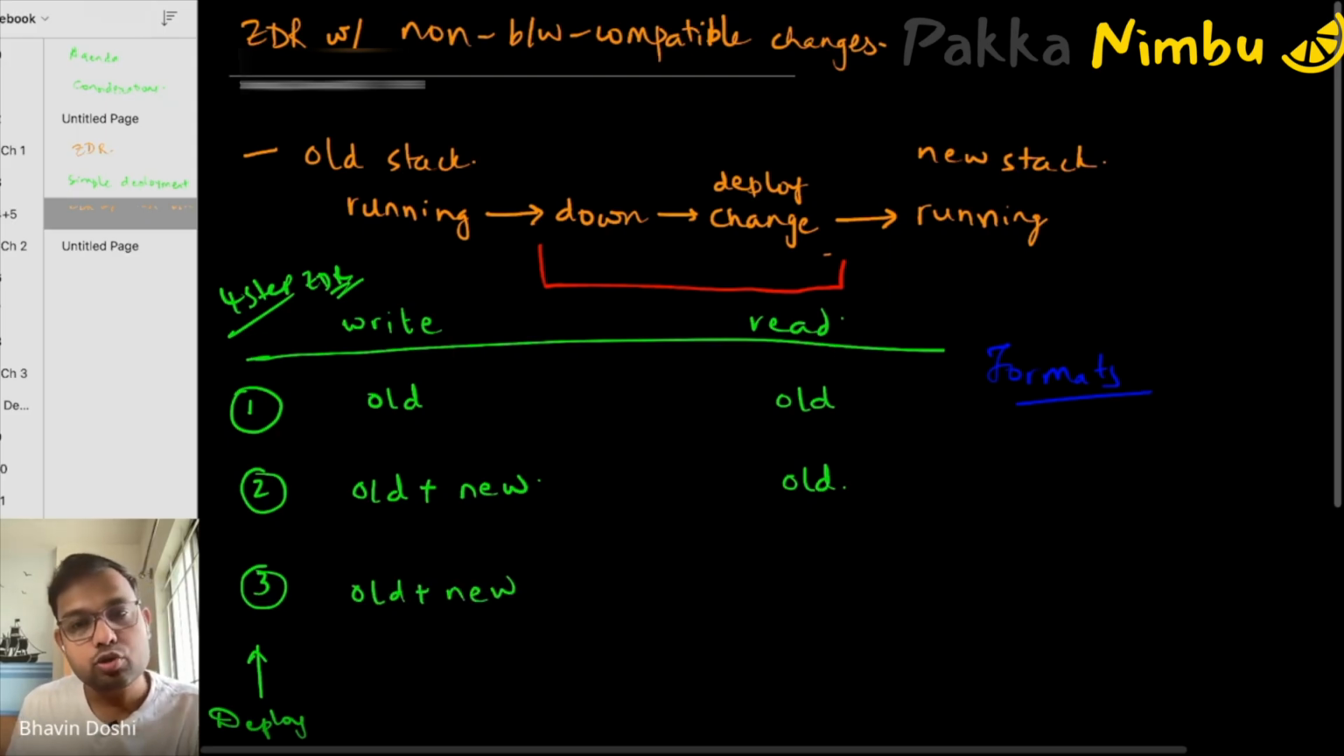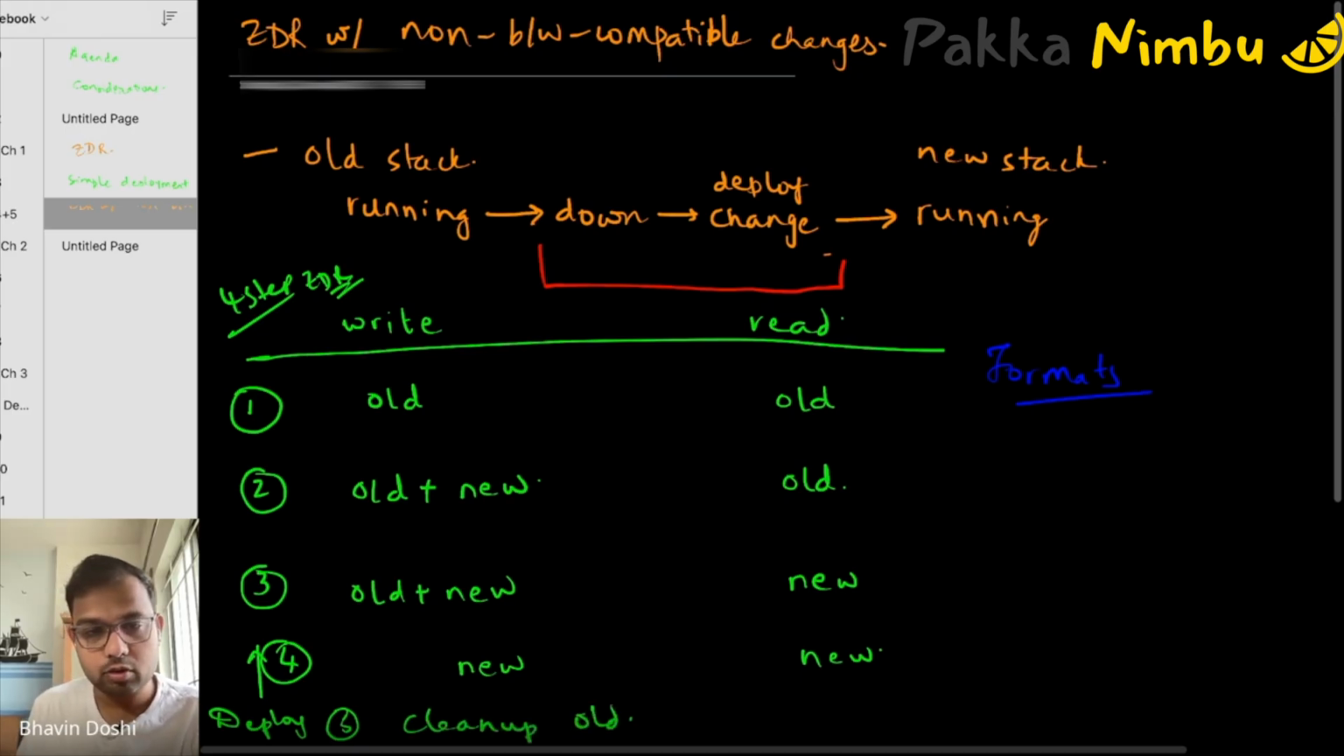The next rollout, you switch reading from old to new. All the read code is now changed to honor the new data format, and you start serving the new data. And the fourth one is that you stop writing old, you only write new, and you read new. And then the last layer is you clean up the old, right? So you can do the cleanup here in the fourth one itself, or you can do it separately. These are the 4 steps. Very simple.